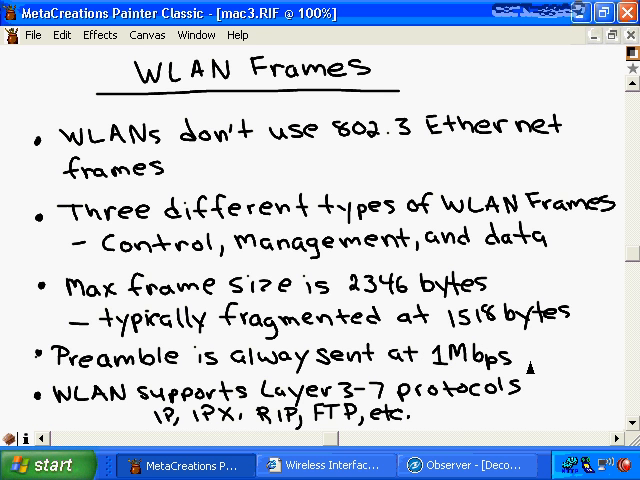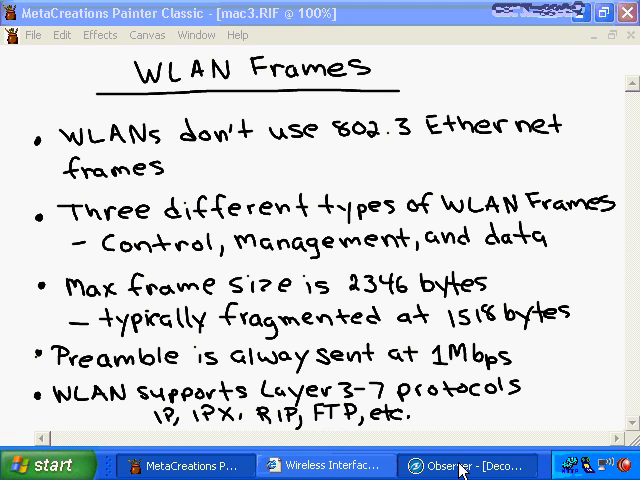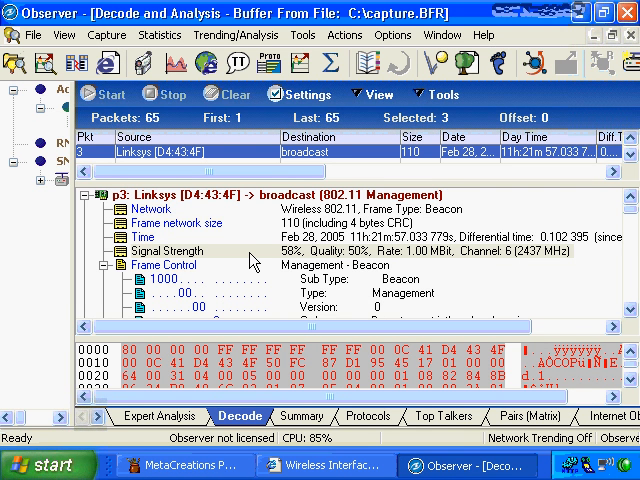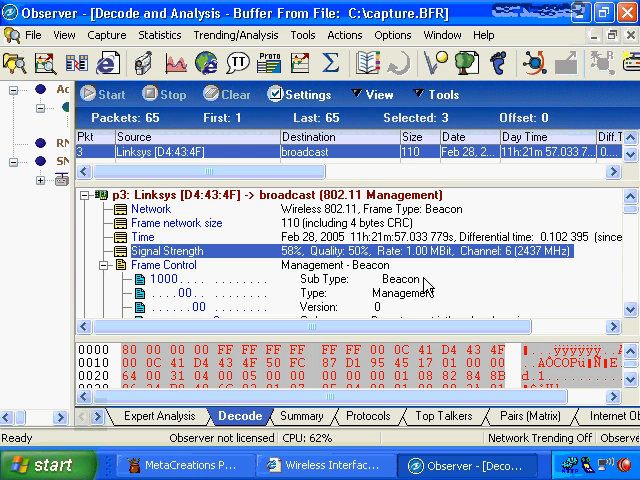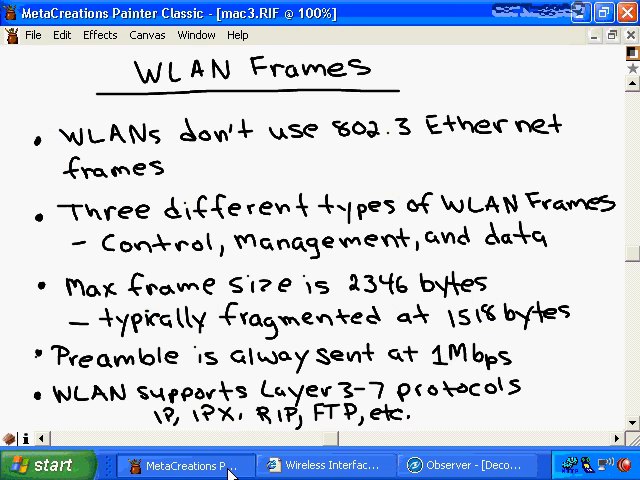We can see an example of this by bringing up our wireless LAN protocol analyzer. We see that within this frame, which is a management frame, the data rate that it was sent at is 1 megabit. So again, this is the preamble of this management frame. Let's go back to our whiteboard here.